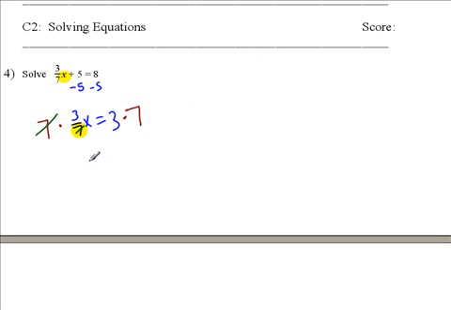So 3x is left on the left. I have 3 times 7 is 21 on the right. And now I just divide by 3, and we see that x is 7. If I want, I can plug this back in and check it.